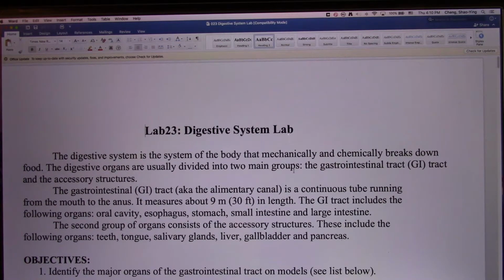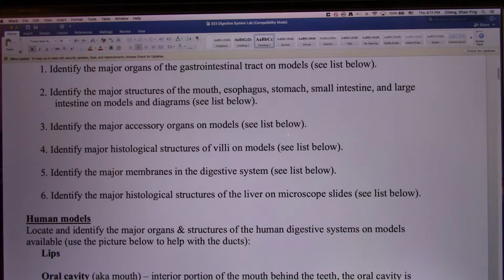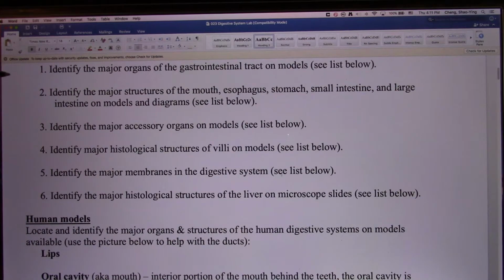We're in the digestive system. In this lab, we're going to study the digestive system and the organs in it. Your GI tract is a long tube, about 9 meters long. In this tube you have a lot of structures. We're going to look at those structures, and also at some microscope histology slides.